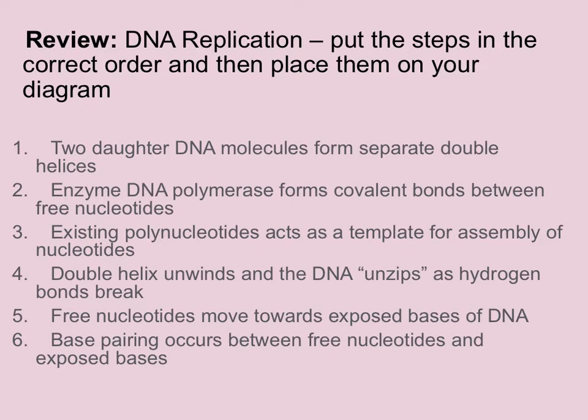Right, so from that then you could press pause, okay, and can you put the steps in the correct order for me? Okay, so you've got 2 daughter DNA molecules form separate double helices. Enzyme DNA polymerase forms covalent bonds between new nucleotides. Existing polynucleotides act as a template for an assembly of nucleotides. DNA helix unwinds and the DNA unzips as hydrogen bonds break. New nucleotides move towards exposed bases of DNA. Base pairing occurs between new nucleotides and exposed bases. So press pause and then we can go through the answers.